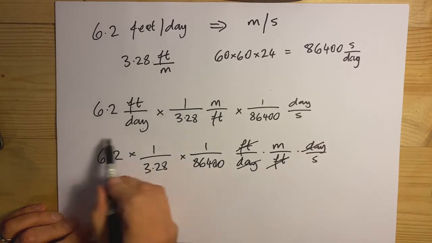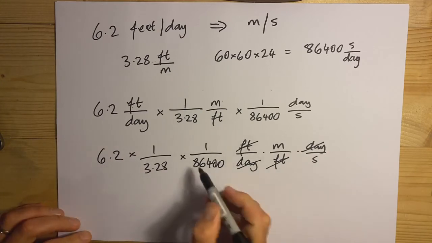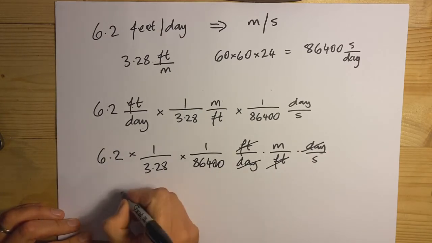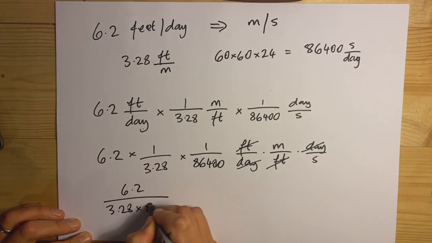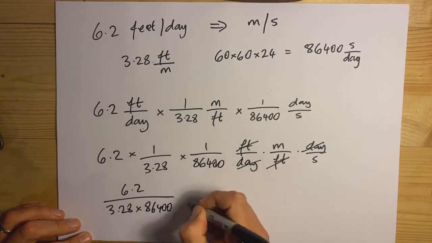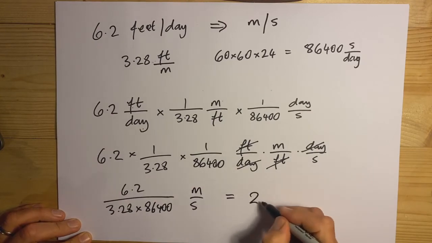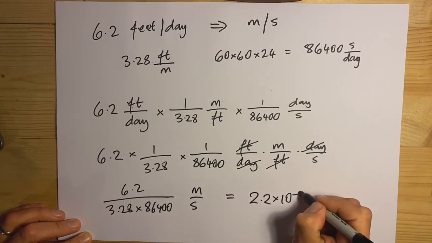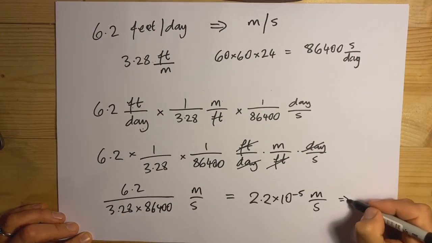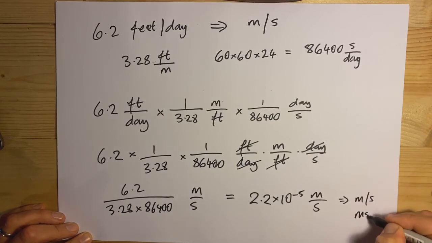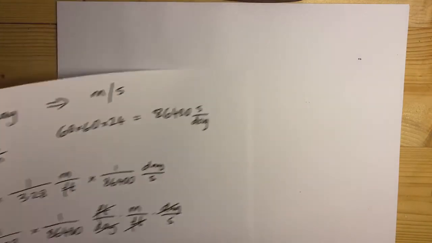Then all that's needed is to do this sum: 6.2 divided by 3.28 times 86,400, whichever way you want to do that. So just to be clear, 3.28 times 86,400 meters per second. If you were to put that into your calculator, you would get 2.2 times 10 to the minus 5 meters per second. You can also write that equivalently in other ways. Okay, that's a unit conversion. You're going to get plenty more practice of that.